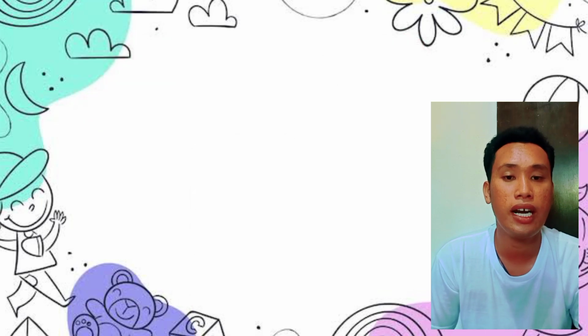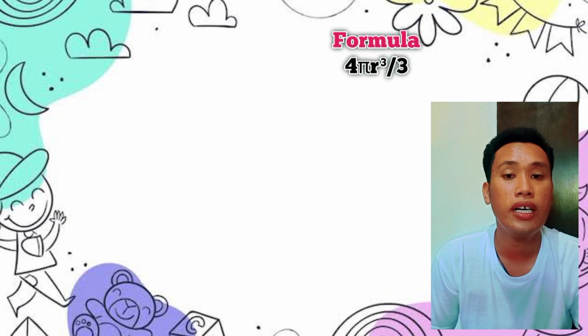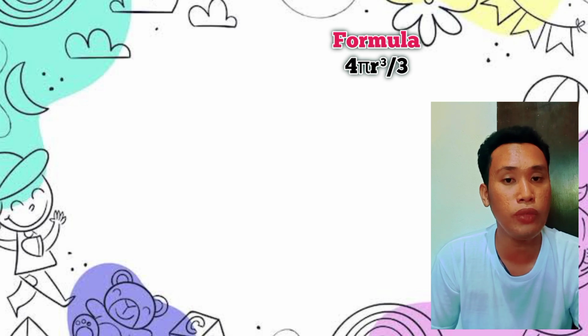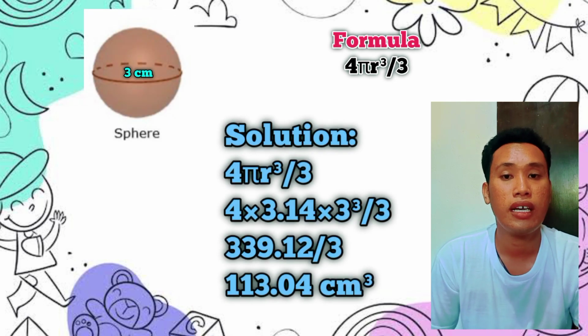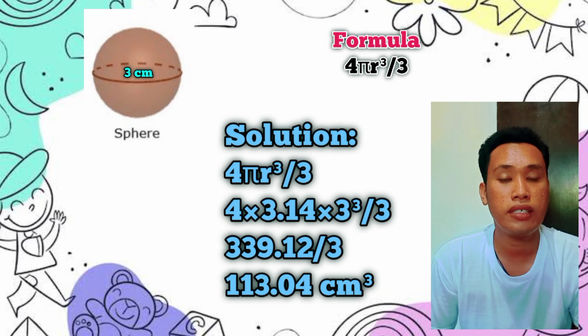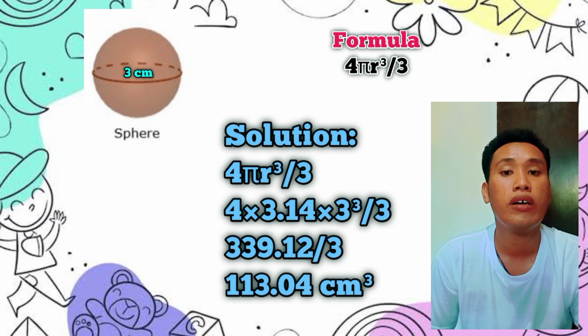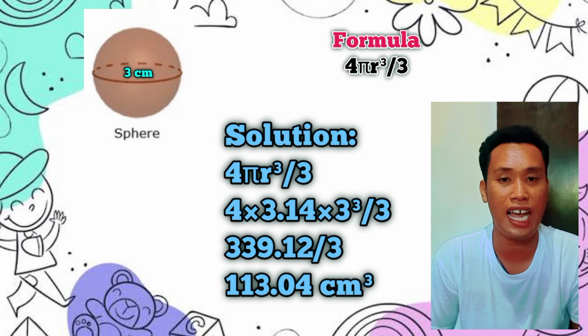The last one is the sphere. The formula is 4/3 times pi r cubed, or 4 pi times r cubed divided by 3. For example, we have 3 centimeters radius. Let's solve: 4 times pi, which is 3.14, times the cube of 3 centimeters, which is 27. So 4 times 3.14 times 27 equals 339.12 cubic centimeters divided by 3, and the answer would be 113.04 cubic centimeters. And that's it.